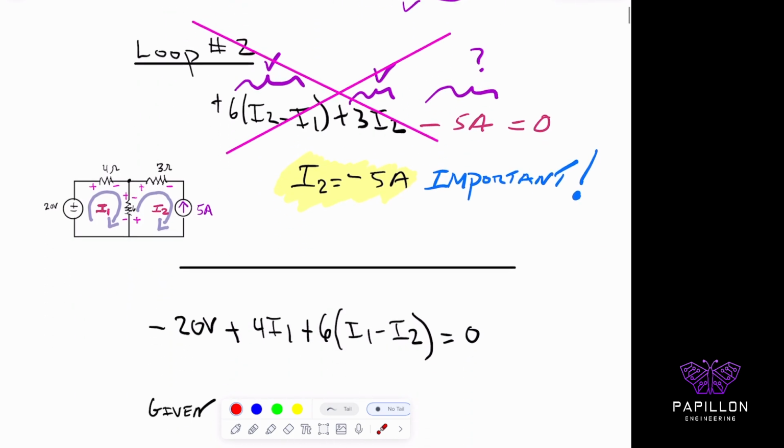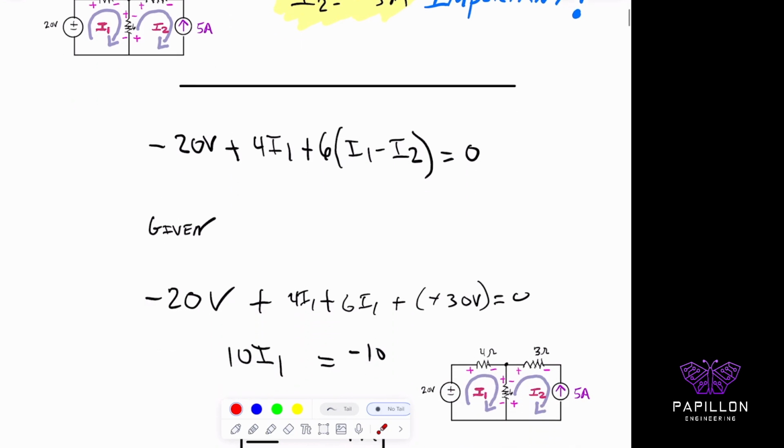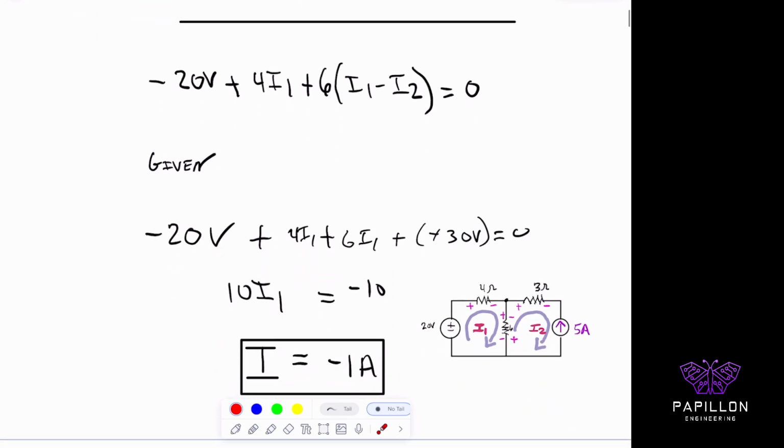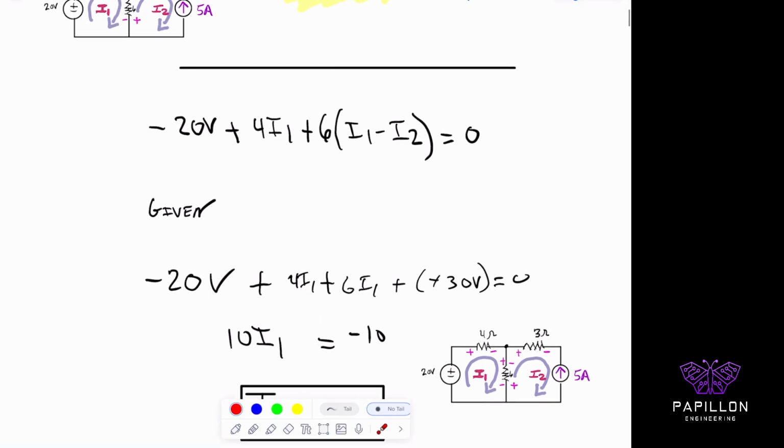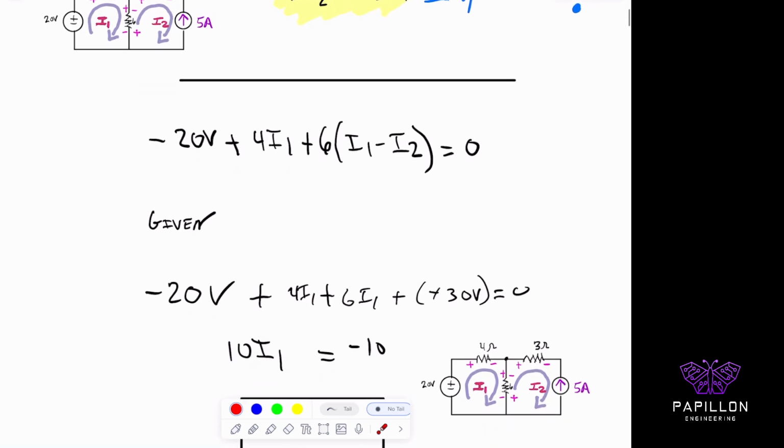So let's take a look at this. I showed you the work over here. Because of that, I'm going to plug in our value of the minus 5 amps. Let me write it out over here so I'm clear. It's going to be 6 times I1 minus a minus 5 amps, right? And remember, this is 6 ohms.